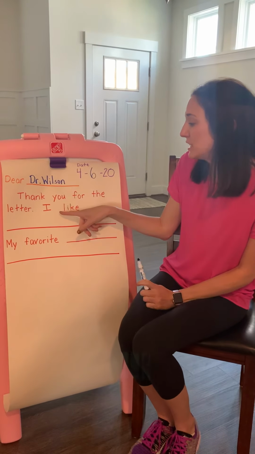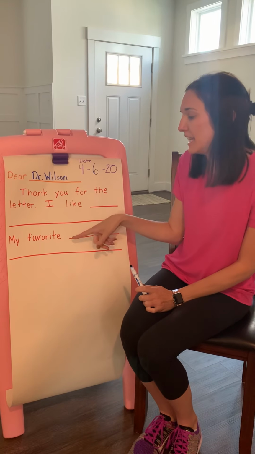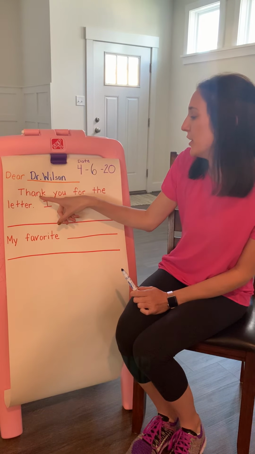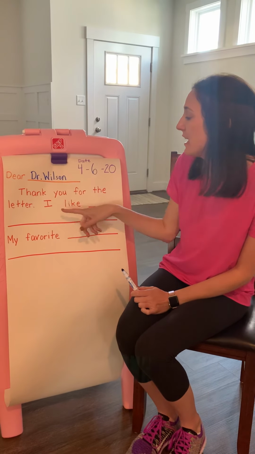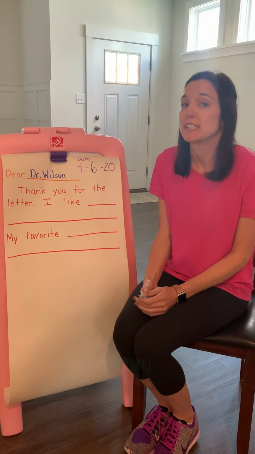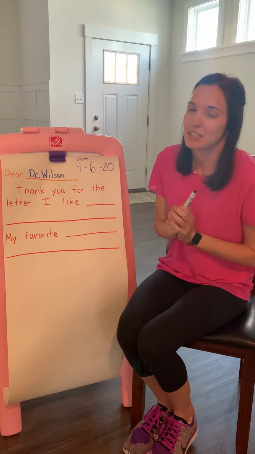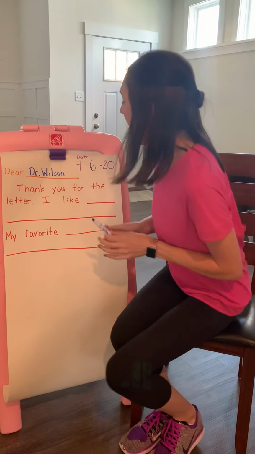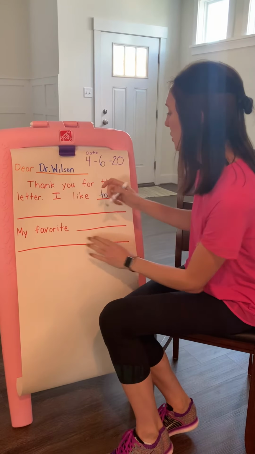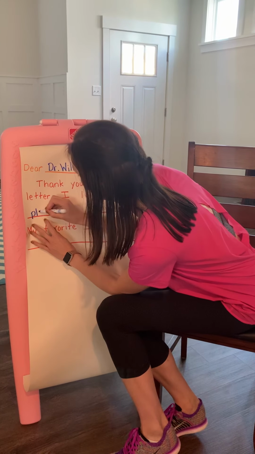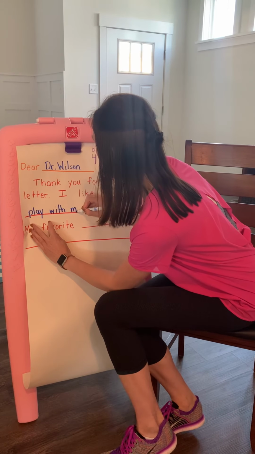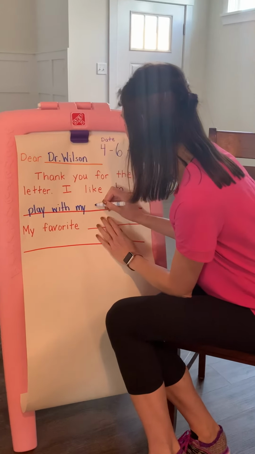So I went ahead and I started my sentences to say something that I liked and something that was my favorite, just to give you guys some ideas. So if I go back and look, it says, thank you for the letter. I like. Now I'm going to think of something that I like to do, which is going to be different than your idea because I'm an adult and you're a kid. So I like to play with my daughters.